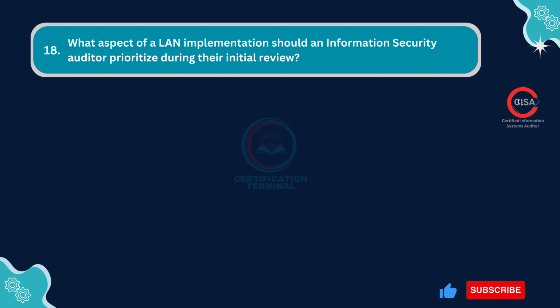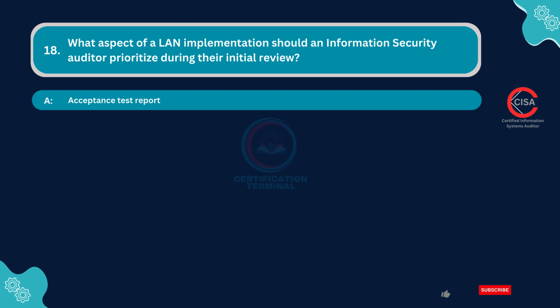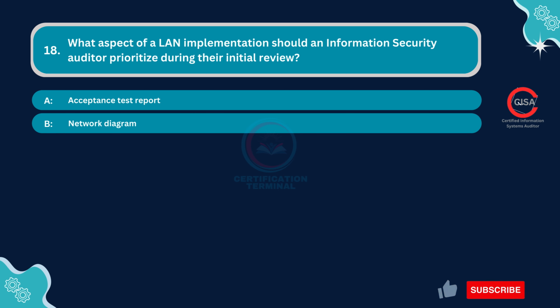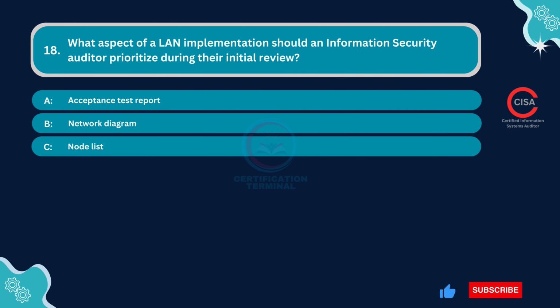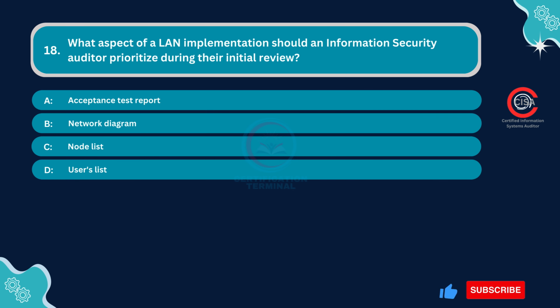Question number 18. What aspect of a LAN implementation should an information security auditor prioritize during their initial review? Option A, acceptance test report. Option B, network diagram. Option C, node list. Option D, users list. The correct answer is Option B, network diagram.